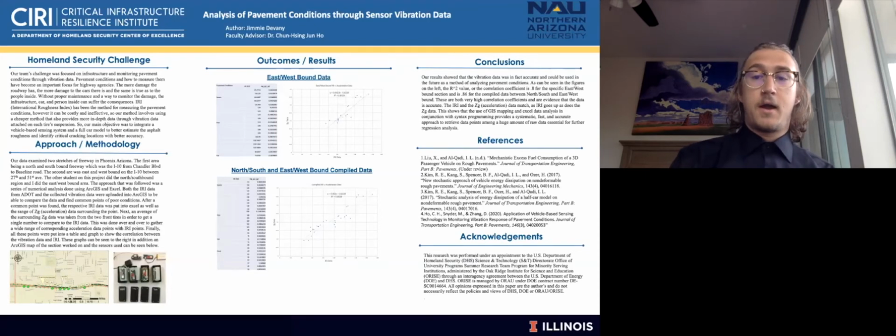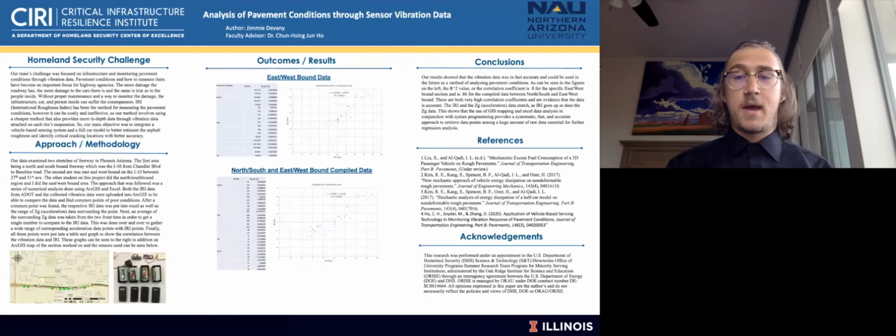So the IRI and ZG data matched well, and this shows that GIS mapping and Excel data analysis in conjunction with the MATLAB syntax programming provides a systematic, fast, and accurate approach to retrieve data points among a huge amount of raw data. This provides a more accurate and efficient method to do so.